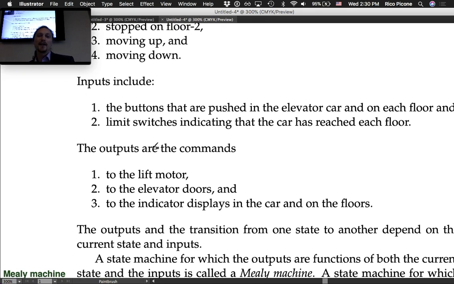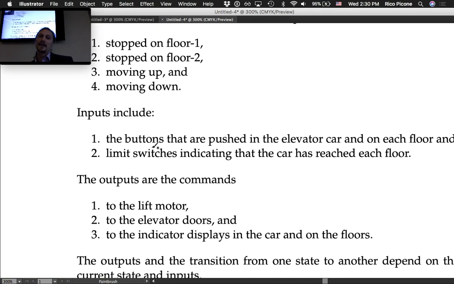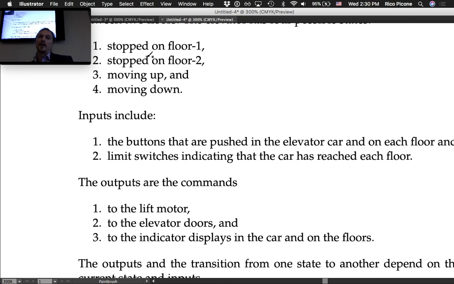So we also have the elevator doors. For instance, if it's stopped on floor 1 or stopped on floor 2, we might want to tell the elevator doors to open if somebody pressed the button, or if somebody from the inside pressed the button and that's the destination that they wanted to be at.